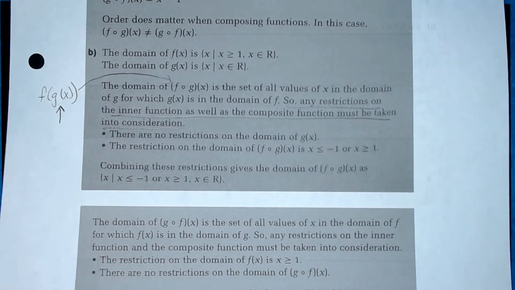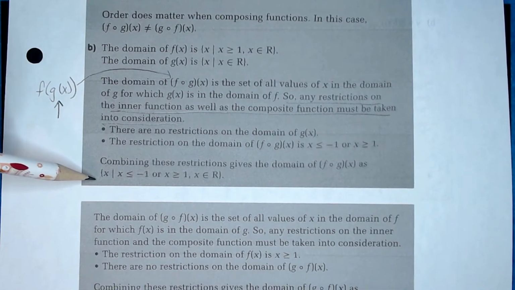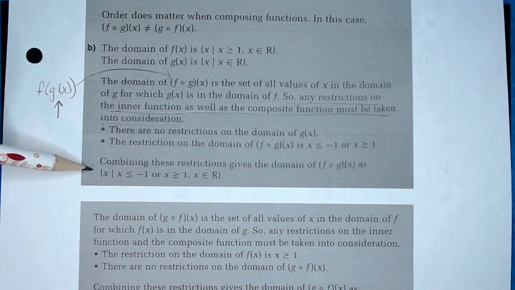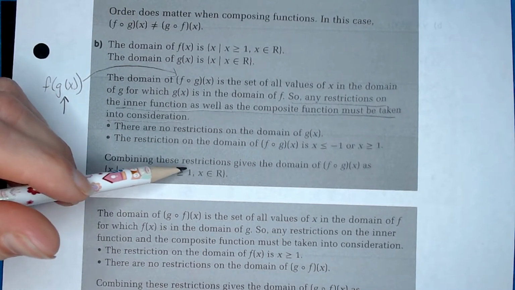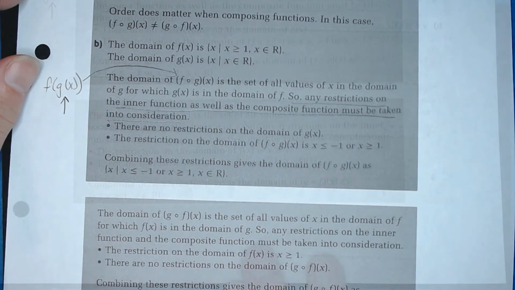So what we do is just combine the restrictions and give the domain of f of g of x. So our domain becomes x is less than or equal to -1, or x is greater than or equal to +1. X is an element of the reals.